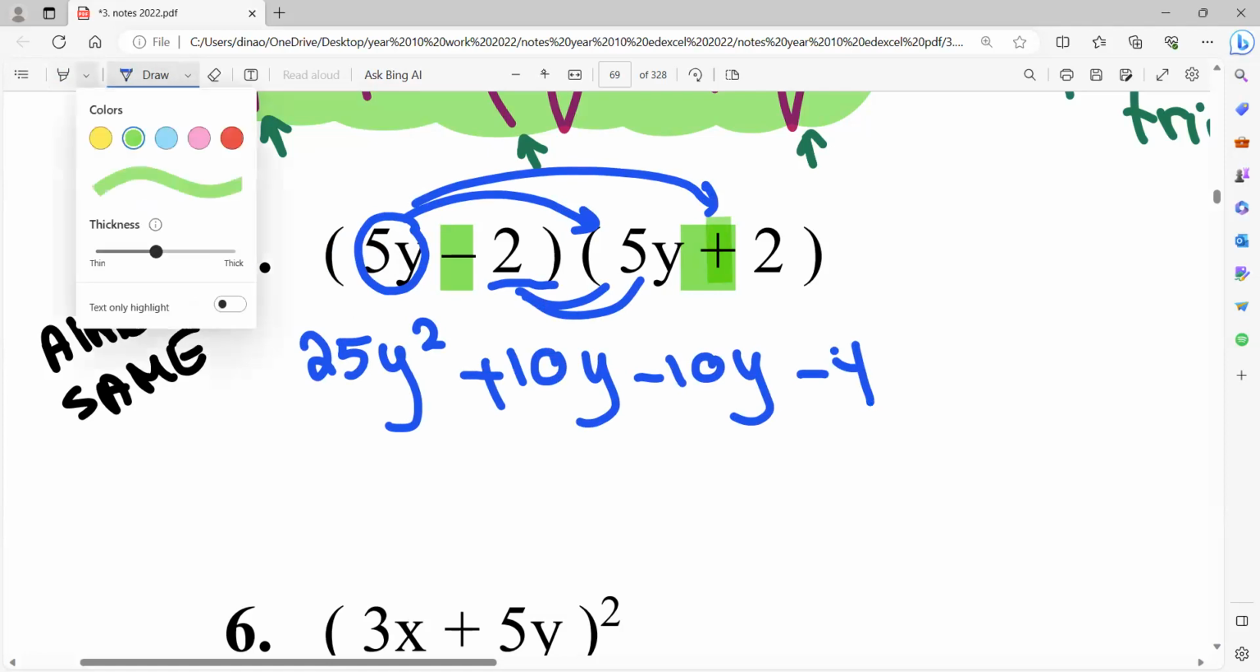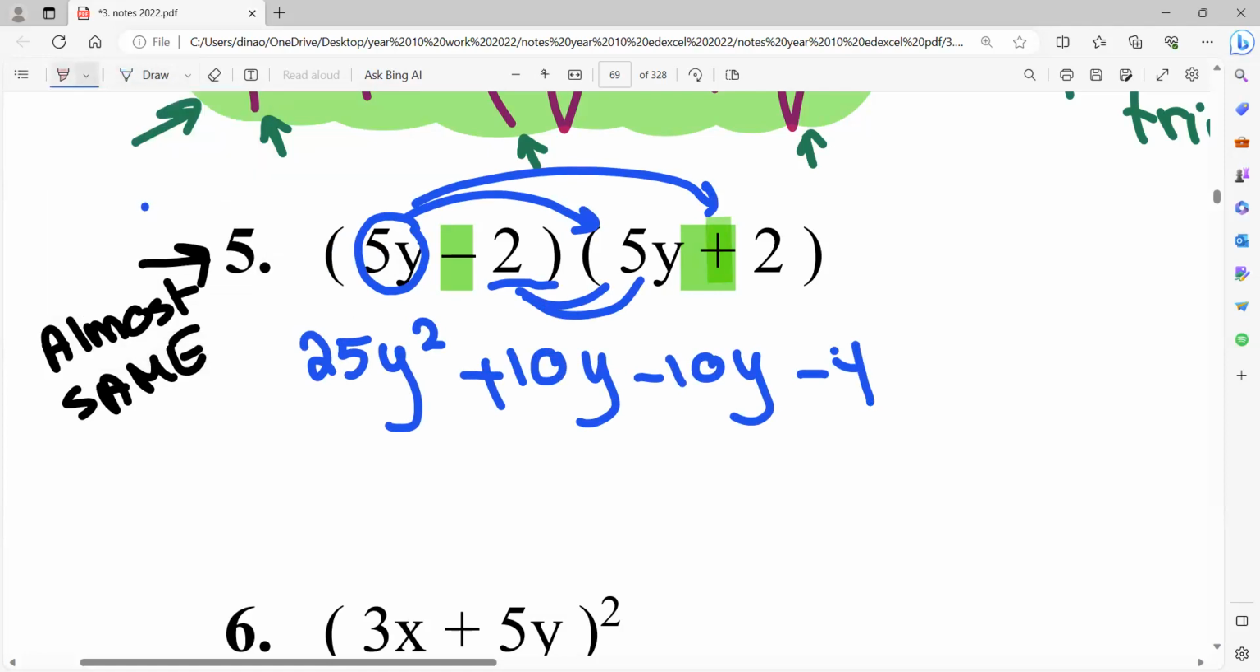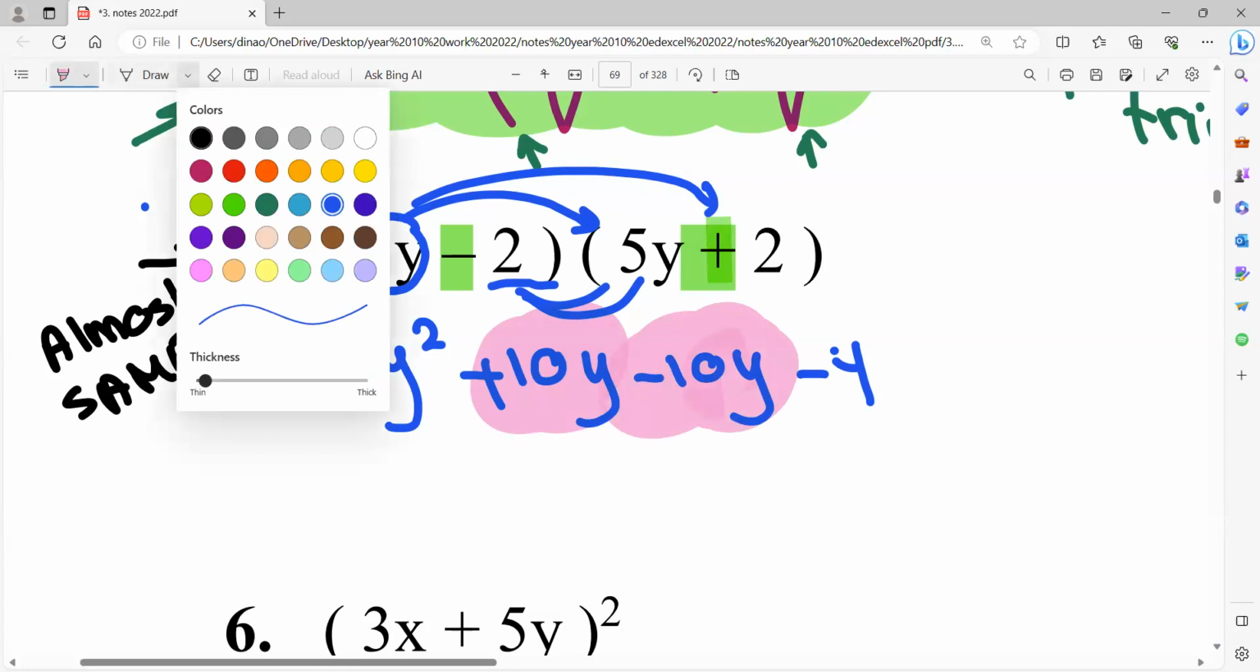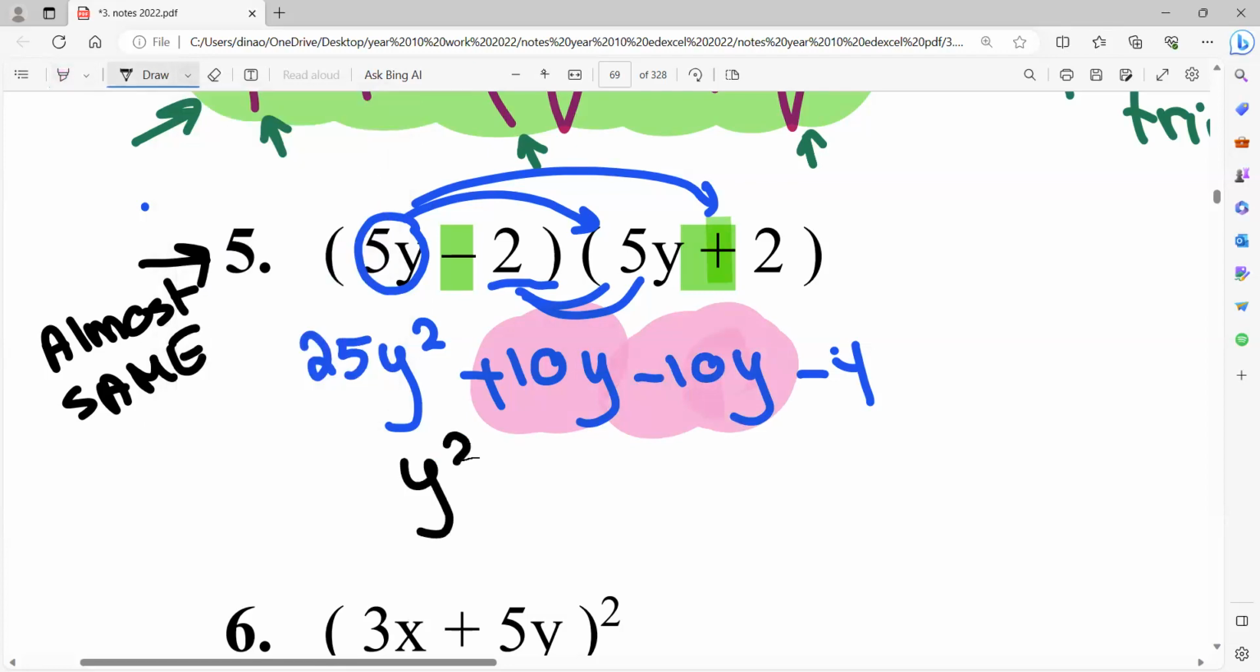Now, by combining like terms, you will find that these 2 terms, positive 10 and negative 10, combine into 0. So the final answer will be y squared minus 4.